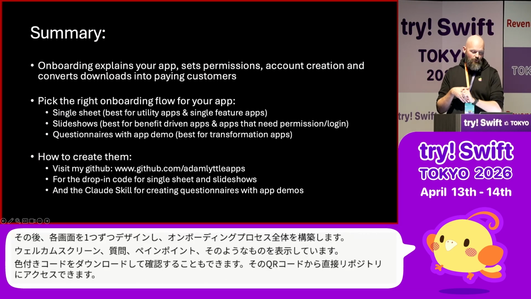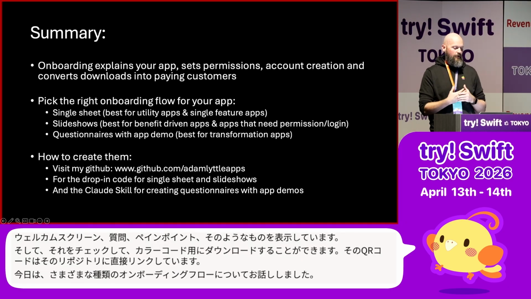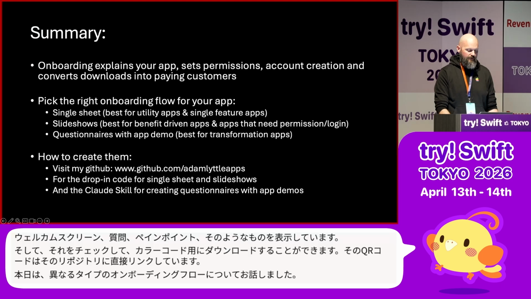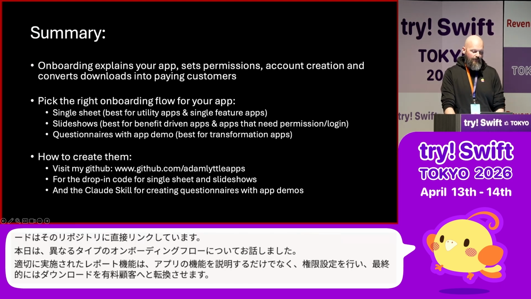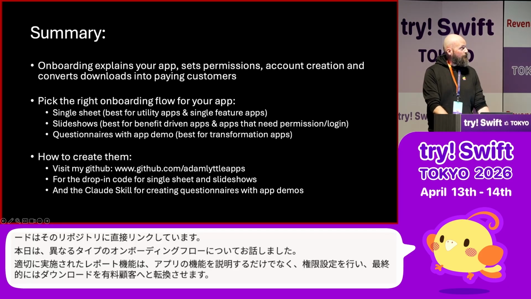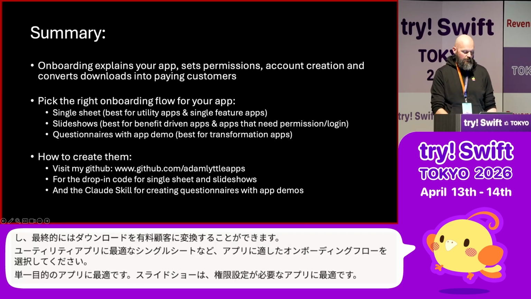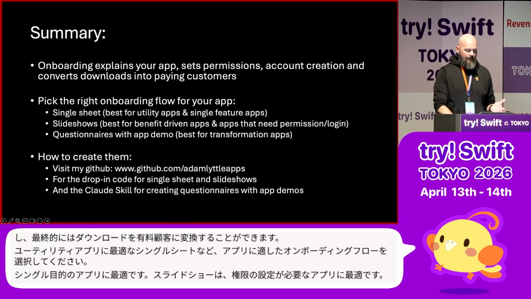So today we talked about the different types of onboarding flow. Onboarding flows, when done right, not only explain what your app does, but also set permissions and ultimately convert downloads into paying customers. Pick the right onboarding flow for your app, like a single sheet, which is best for utility apps, best for single purpose apps; slideshows, which are best for apps that need permissions set up, that have a clear benefit and a reason to use the app; and the questionnaire onboarding flow with a demo, and that's best for apps that promise a transformation that is personalized.